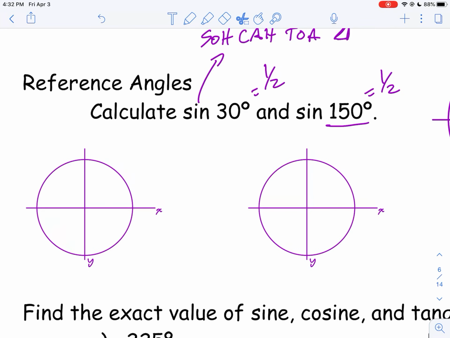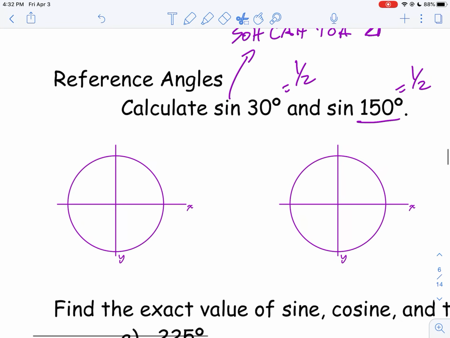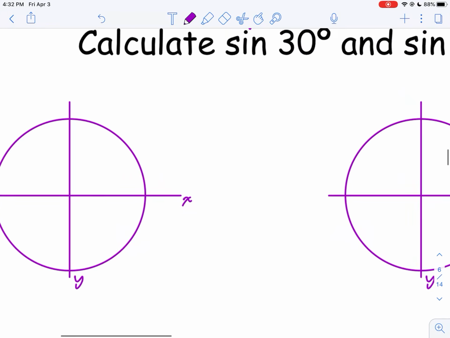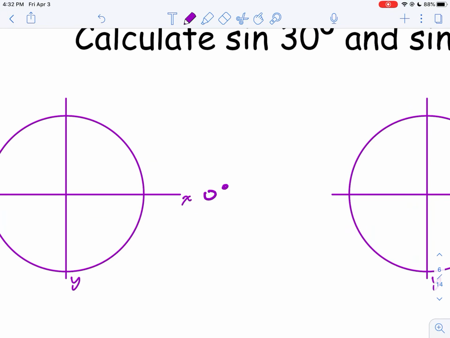All right, so sine of 30 and sine of 150. The first thing we're going to want to do without our calculators, because some of them you're going to have to not use calculators, is to make our little xy axis and put a circle on it, so that we can use it. Then we need to find 30 degrees. Hopefully you know that this is 0 here. This is 90 here. So if I divide this into thirds, 30 degrees would be right here.